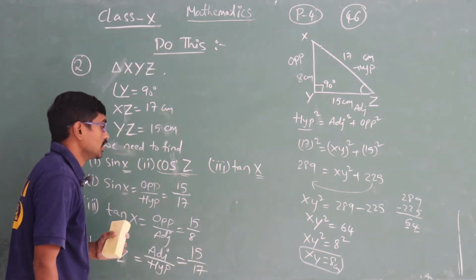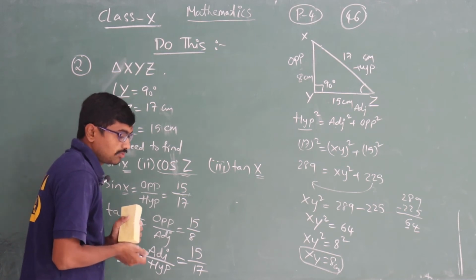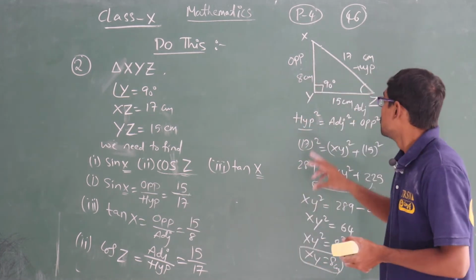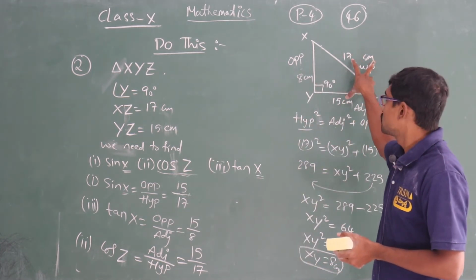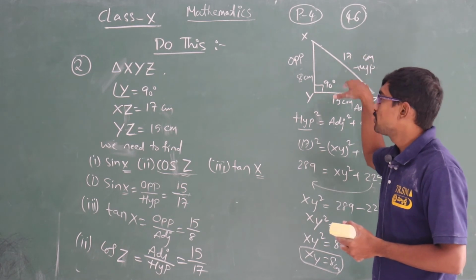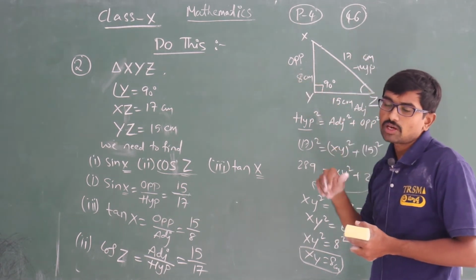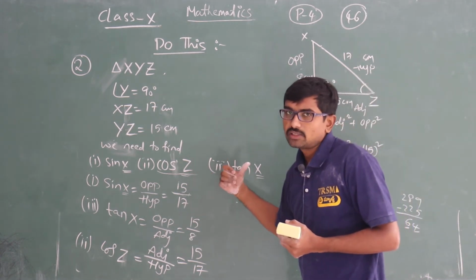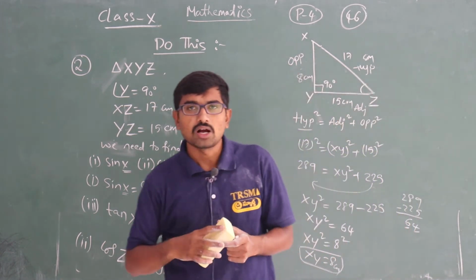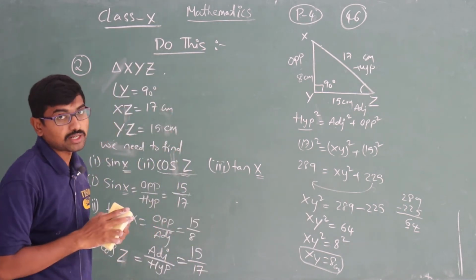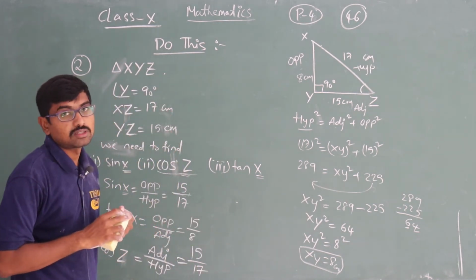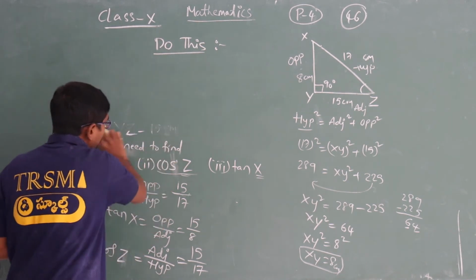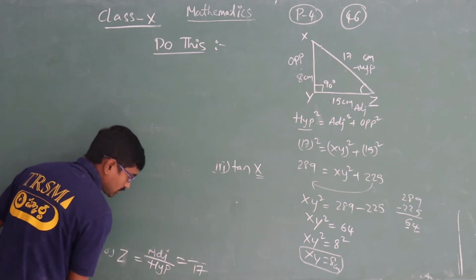Hope you all understood. Okay, so this is how we will find the trigonometric ratios when two sides are given. We will first find the third side by using the Pythagoras formula, and at last we will substitute and find the trigonometric ratios. So this is the way we will find the remaining trigonometric ratios depending upon the given right angle triangle. This is how we have completed question number 2 from Do This.